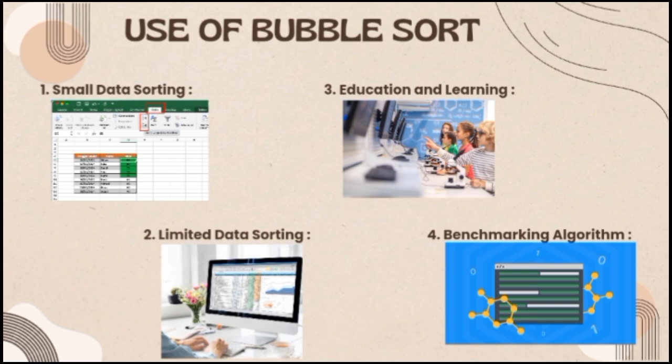And the last one is benchmarking algorithm. It's not really used for actual sorting. Bubble sort can be used as a benchmarking tool to compare the performance of other sorting algorithms in testing or research.